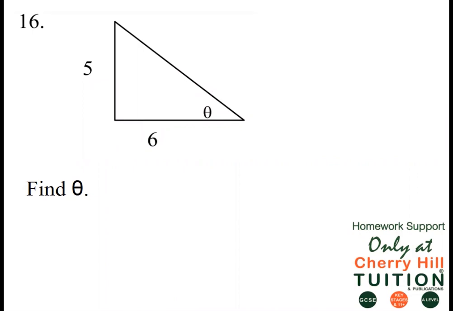Question 16, we have another right angle triangle and we need to work out theta. So the first thing to do is write down our formulas, SOHCAHTOA, and also label our triangle. So the hypotenuse is the side opposite the right angle, the opposite is the side opposite the theta angle, and the adjacent is the base angle. Okay, so we have been given the adjacent and the opposite.